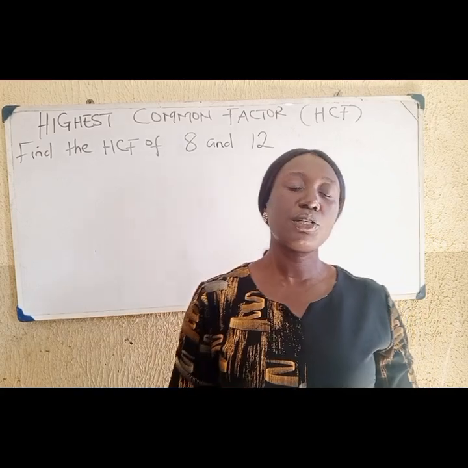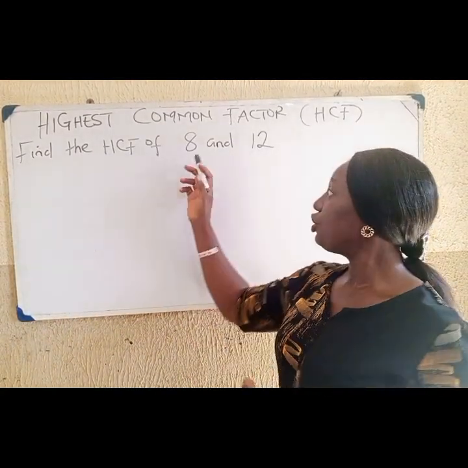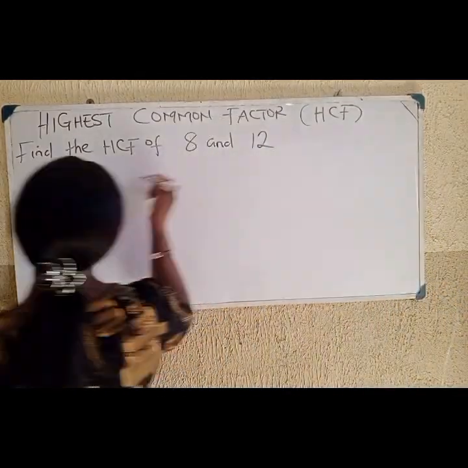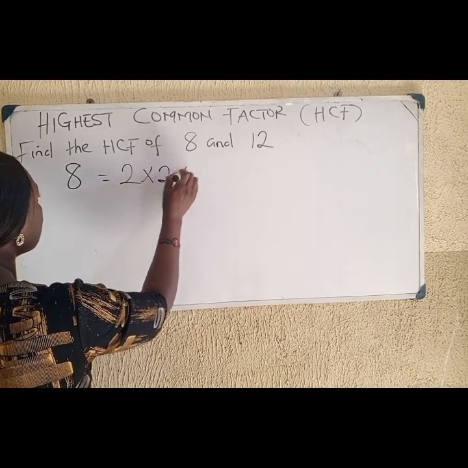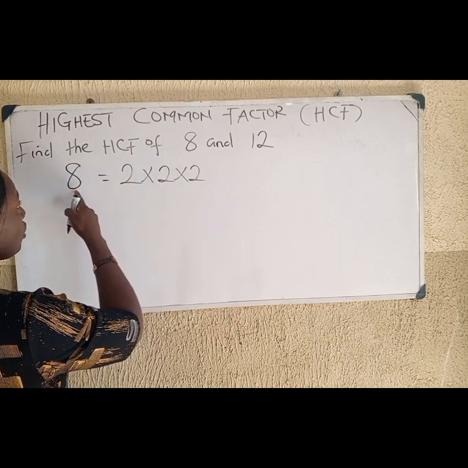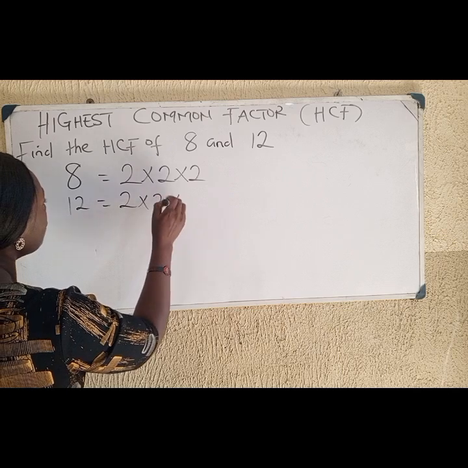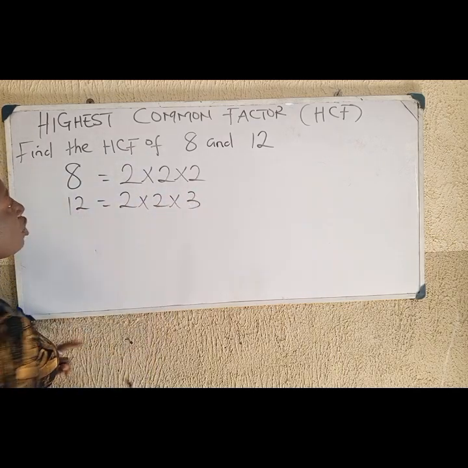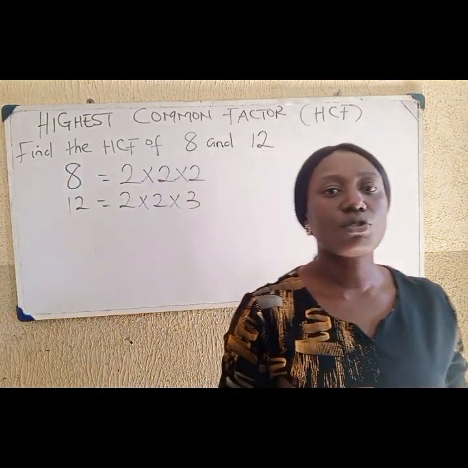Now let's use another method in solving HCF of numbers. We can express each of these numbers as a product of its prime factors. So 8 can be written as 2 times 2 times 2. 2 times 2 is 4, times 2 will give us what? 8. Now 12 is 2 times 2 times 3. 2 times 2 is 4, 4 times 3 will give us what? 12.